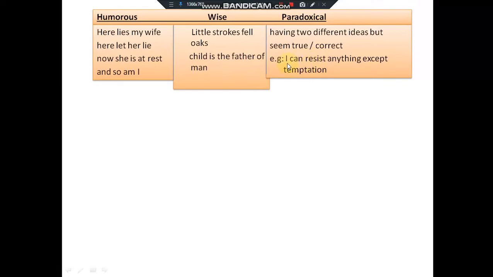We can say that he declares that he can resist anything. And on the other hand, he says that temptation cannot be resisted. So it means that both ideas are paradoxical. What the writer is saying is opposite to the reality, opposite to the actual, opposite to his practical work. So, I repeat, the purpose of epigram is to create humor, to show wisdom in the sentences, and to produce a paradoxical effect.